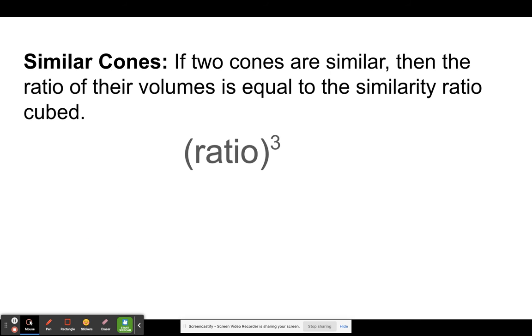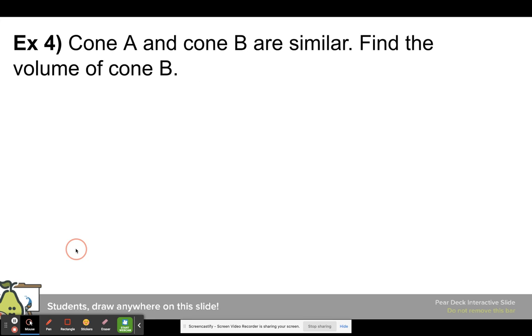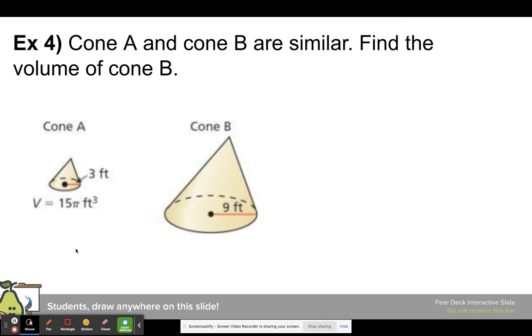And then, similar to what we've done before, we're now going to be looking at similar cones. So just keep in mind that when we get these similar ratios, we have to cube them in order for us to do comparisons between volumes. So cone A and cone B are similar. I want to know, what is the volume of cone B?